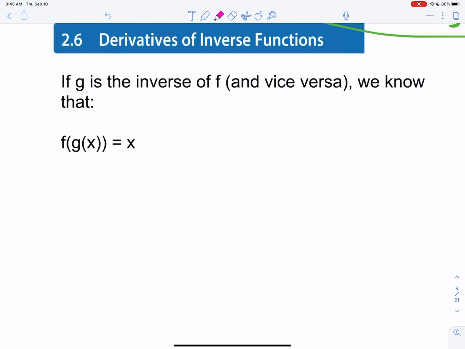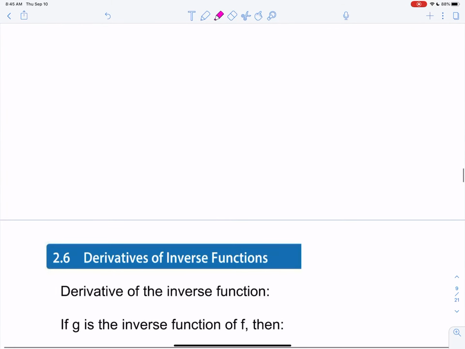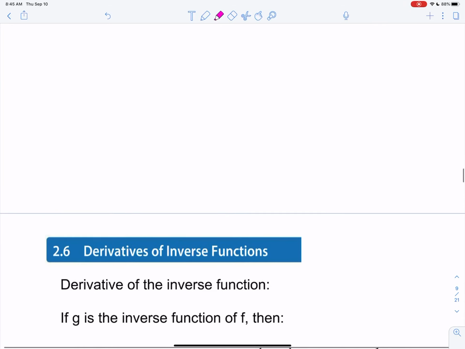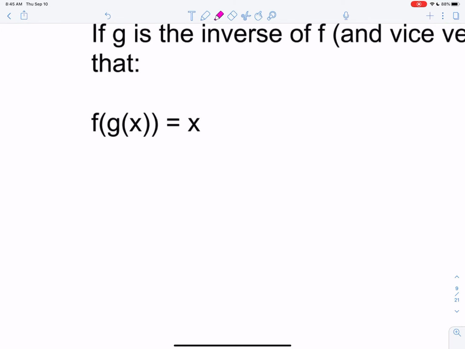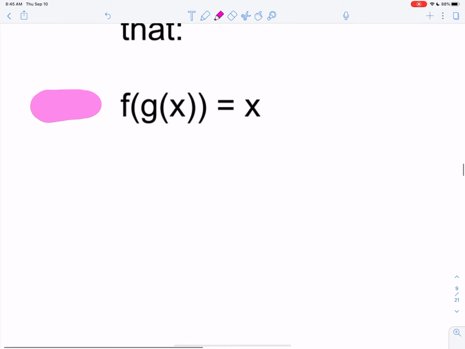So what if I wanted to find the derivative of an inverse function? Okay, so here's what we're going to do. I have this equation here. I am going to take the derivative, okay, on both sides. Since they're all in terms of x, there's no need for implicit differentiation here, okay?